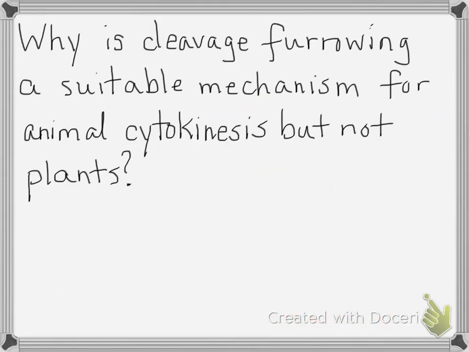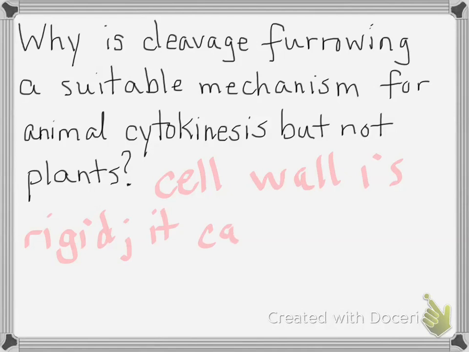Why is cleavage furrowing a suitable mechanism for animal cytokinesis but not for plant? Because they don't have a cell wall. Animals don't have a cell wall, and the cell wall is rigid. It cannot furrow. And of course, plants have the cell wall, thus they can't do cleavage furrows.